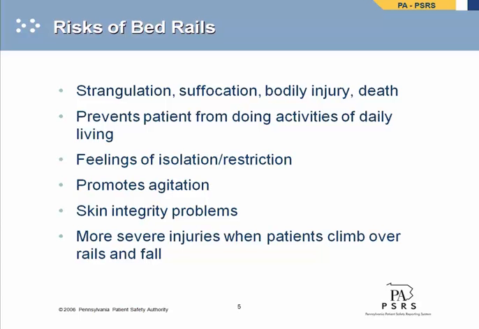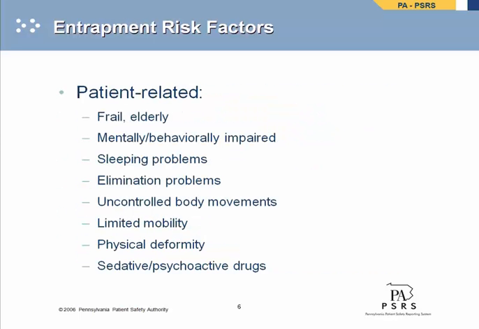Rails in contact with a patient's body part may also increase the risk of skin tears or abrasions. Finally, while bed rails have been perceived as a deterrent to falls, patients may sustain more serious injuries because they are falling from a greater height. Risk factors can be classified into 3 categories: patient-related, care-related, and equipment-related.